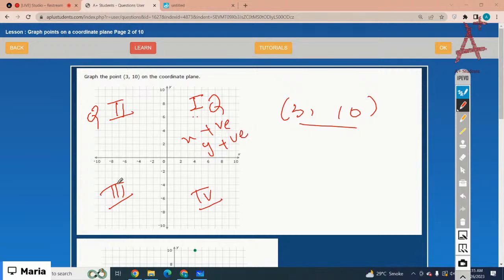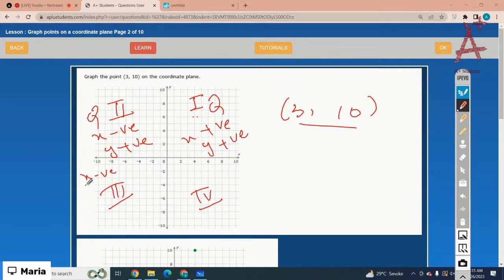Now see here, in this quadrant x has negative values over here and y has positive values over here, right? Then in the third quadrant, you can see both x is negative here, and y is negative.